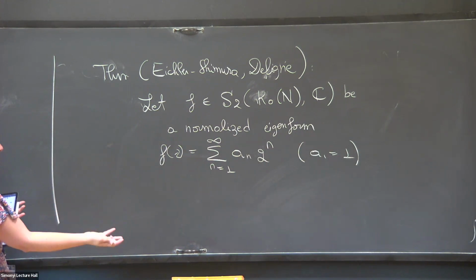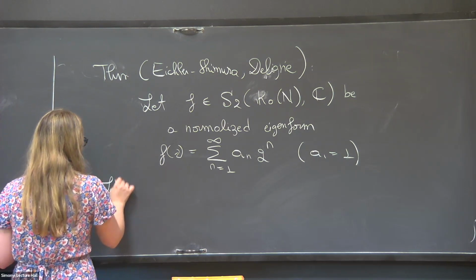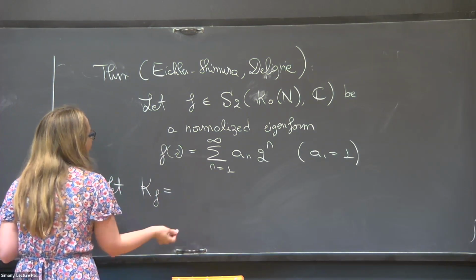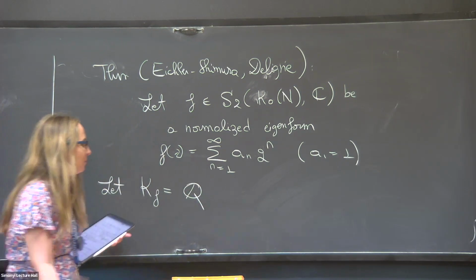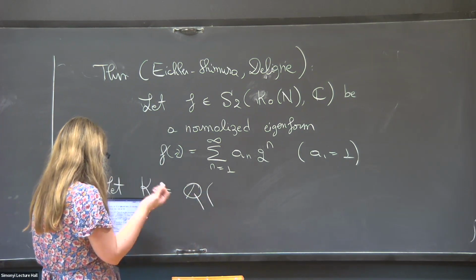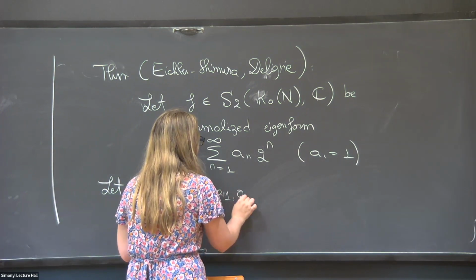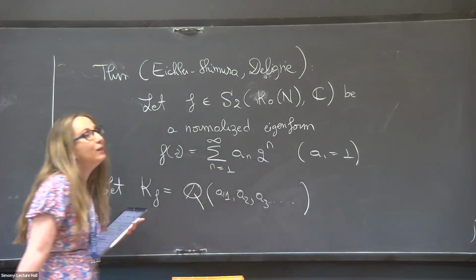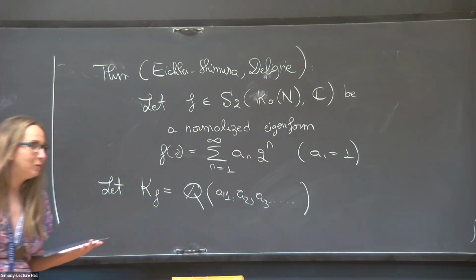And then to these, we will associate Galois representations. So let K_f be the field that you get by starting with rational numbers and adjoining to this field the coefficients a_1, a_2, a_3, and so on, the Fourier coefficients of our eigenform. So the first thing is that this is a number field.